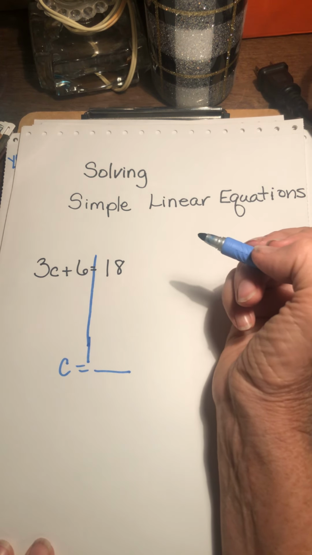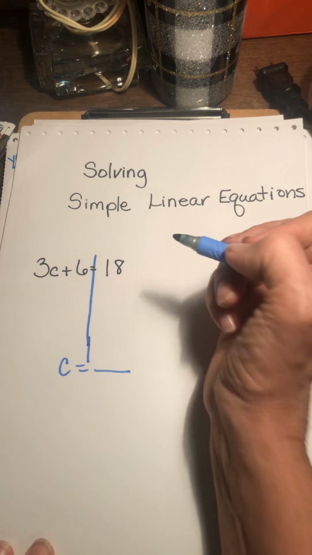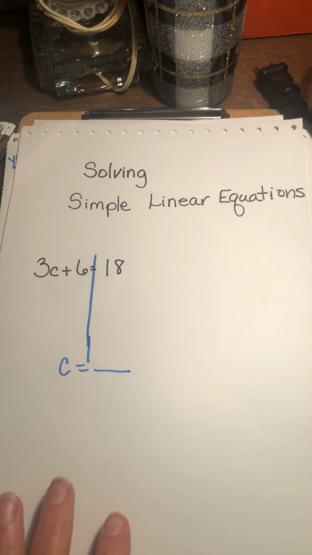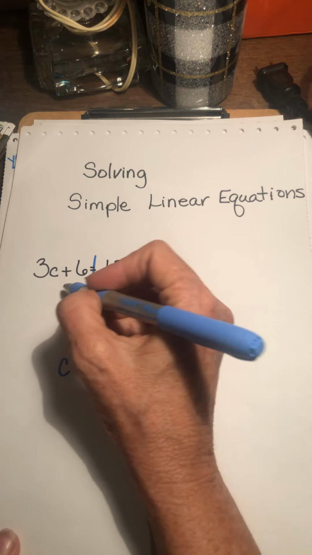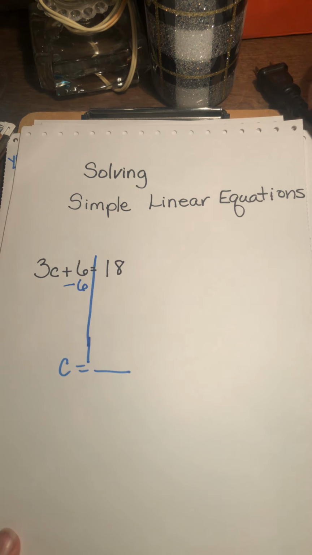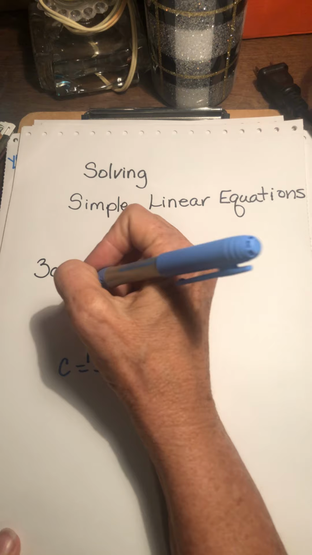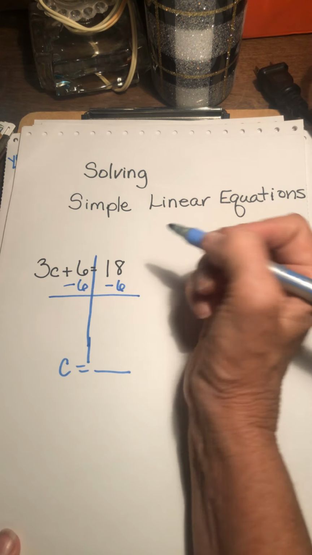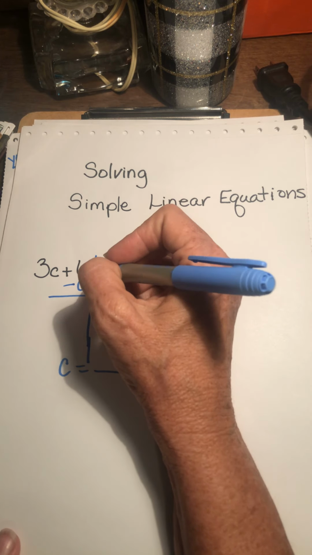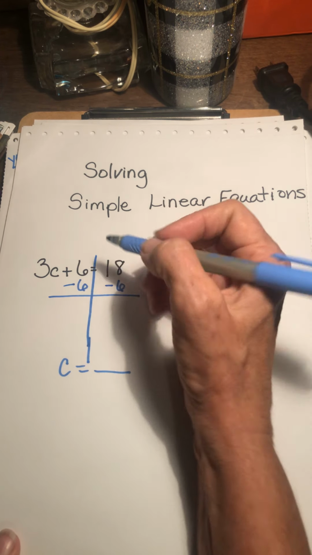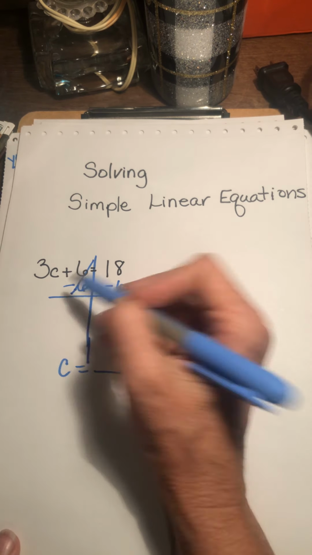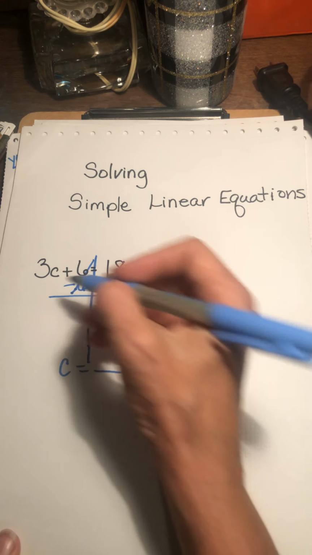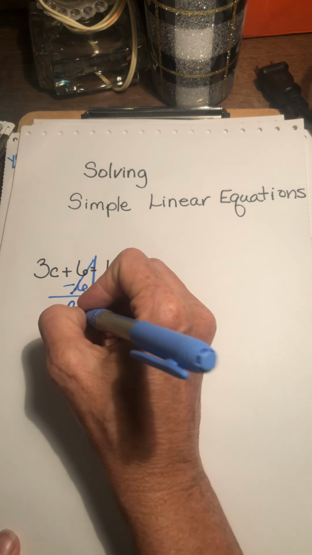So think of it this way. If you have $6 in your pocket, how do you get rid of the 6? Well, you spend it. So we always do its opposite. It's a positive 6 right now. The opposite of positive 6 is negative 6, or minus 6. Whatever I do to one side, I do to the other. So if I have minus 6 on this side of the wall, I have to minus 6 on this side of the wall. Now, I don't say 6 minus 6 is 0. What I do is I just cross it out because it doesn't exist anymore. All I have left on this side is 3C.